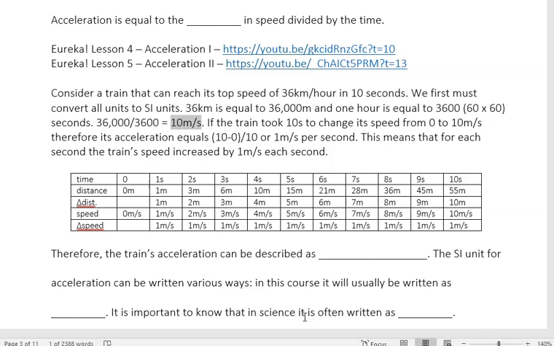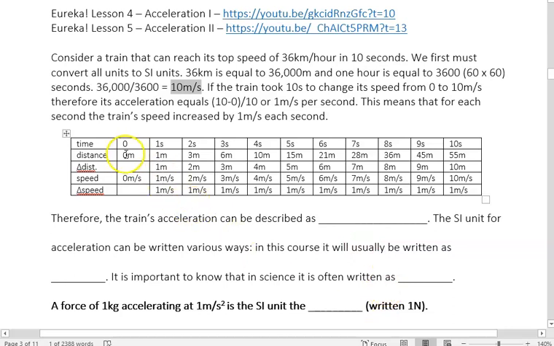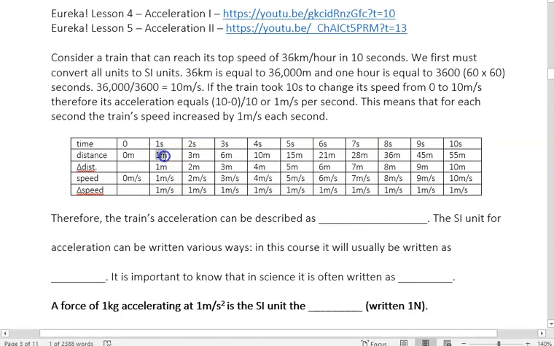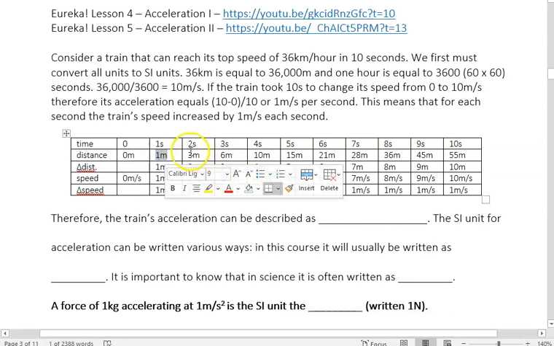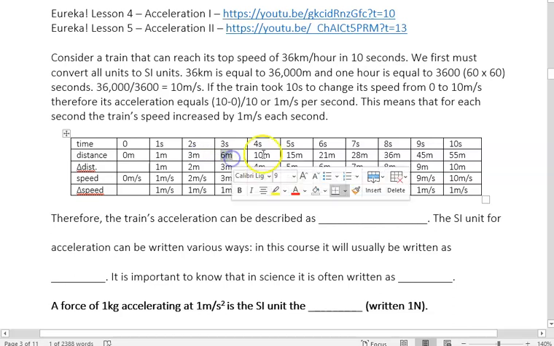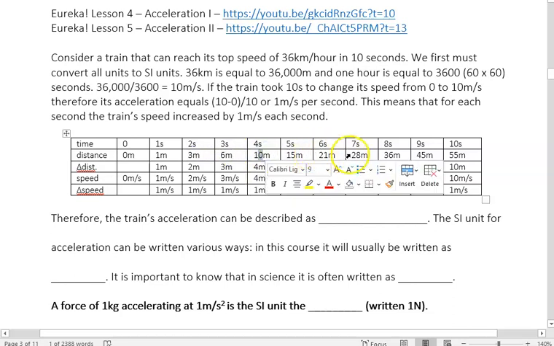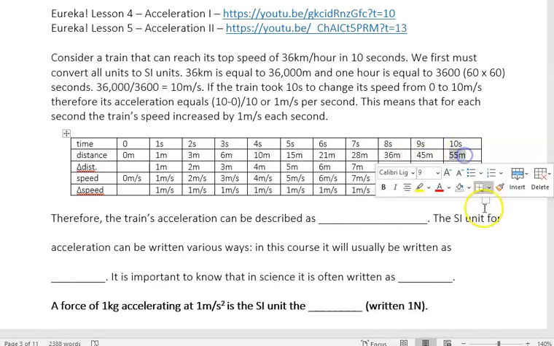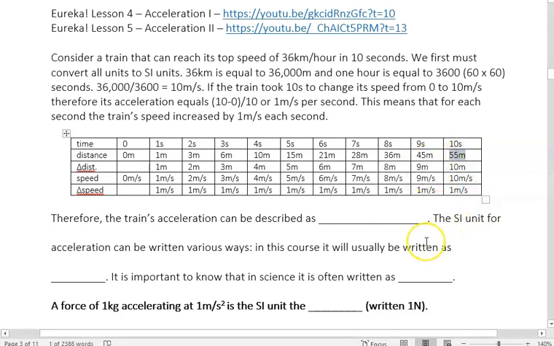If the train took 10 seconds to change its speed from 0 to 10 meters per second, so this is its top speed, but it didn't start at that speed. It had to accelerate from standing, from 0, to get to that speed. So let's have a look at the train. It left the station, and it's now 0 meters from the station in 0 seconds. At the end of the first second, it's 1 meter away, then it's 3 meters away, then it's 6 meters away, 10 meters, 15, 21, 28, 36, 45, choo-choo. And at that point, it's no longer speeding up. It's hit its top speed when it's 55 meters away.